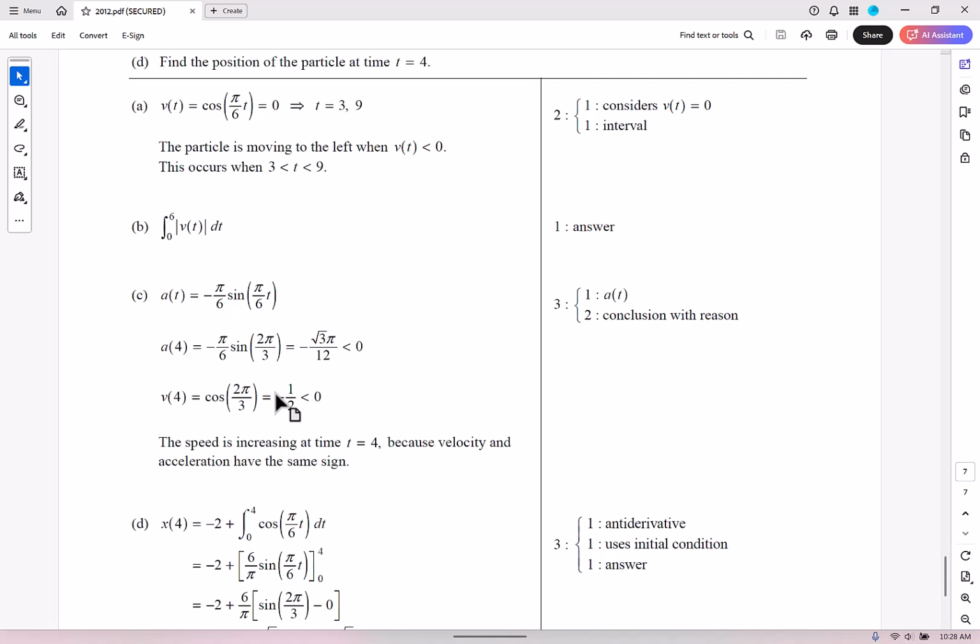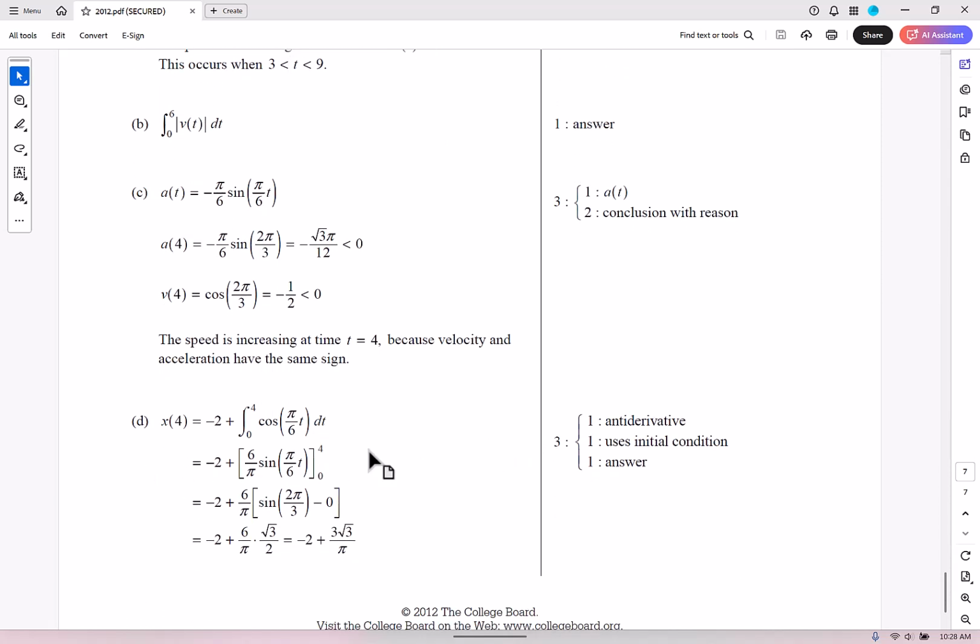It was 1 point. Acceleration is negative. Look, you could have done numeric. We didn't even bother. We just said negative. Velocity of 4 was negative. We didn't bother doing the numeric. So because the speed is increasing at t equals 4, because velocity and acceleration have the same sign. Perfect. Letter D was worth 3 points. 1 point for the antiderivative. We got the 1 point. Uses the initial condition. We got the 1 point. And answer: negative 2 plus 3 square root of 3 over pi. We got it. Do we feel better with position, velocity, acceleration, guys?